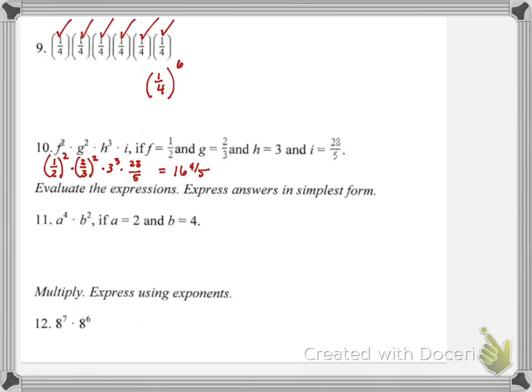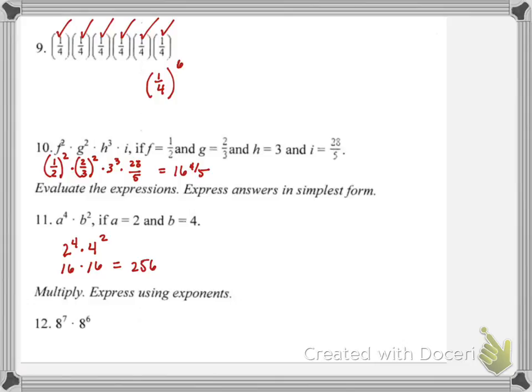Try evaluating the expression for number 11 and enter your answer on Edpuzzle. You should have plugged in 2 to the 4th times 4 squared. Two to the 4th is 16, and 4 squared is 16 as well. And 16 times 16 gives you 256.